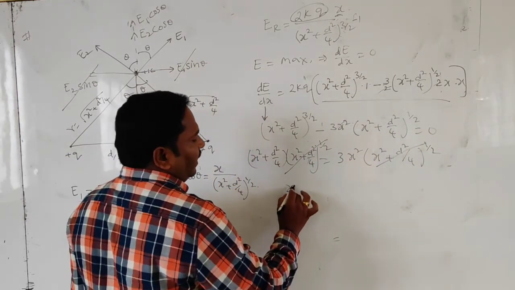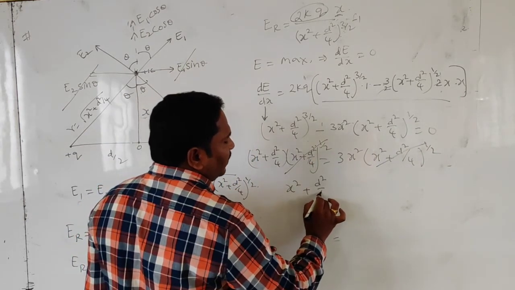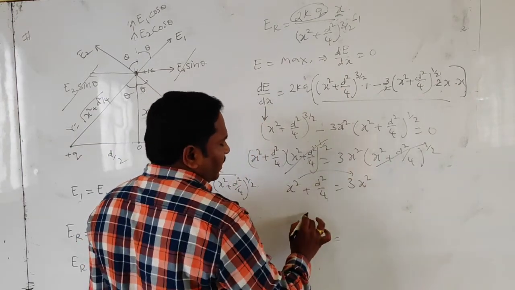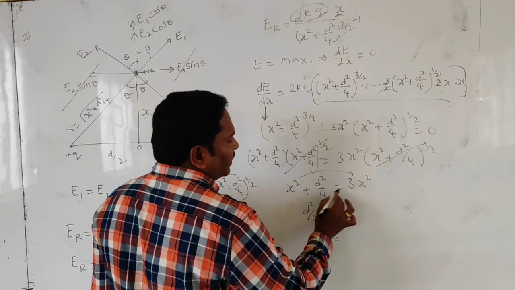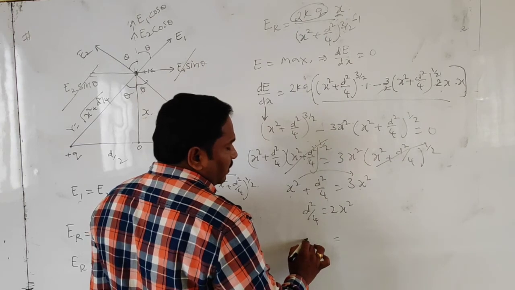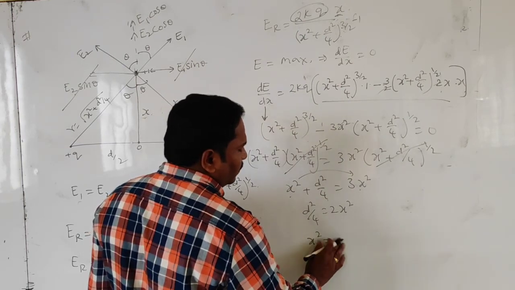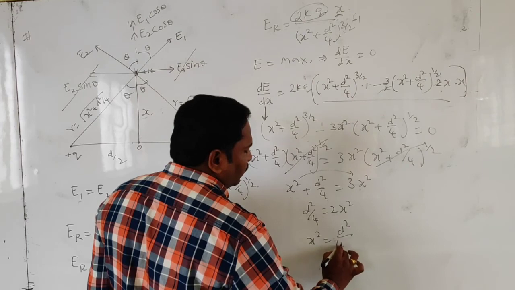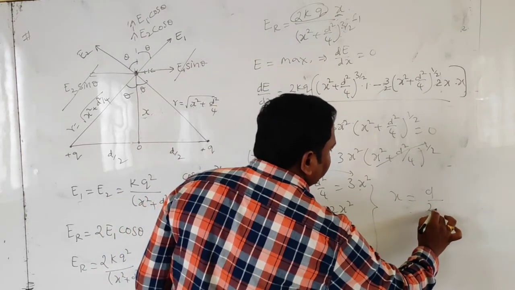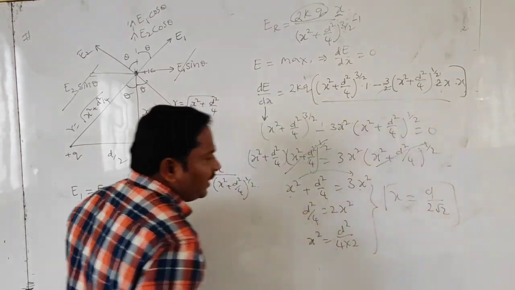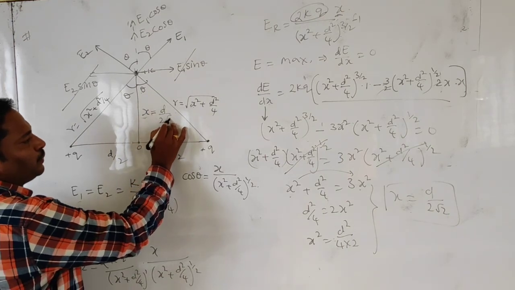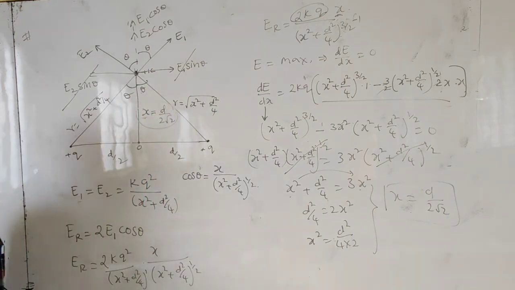So now x square plus d square by 4 equals 3x square. Bring this to the other side: d square by 4 equals 3x square minus x square, that is 2x square. Now x square equals d square by 4 into 2. So x equals d by 2 root 2 is the answer. So the field becomes maximum at x equal to d by 2 root 2. So thank you.